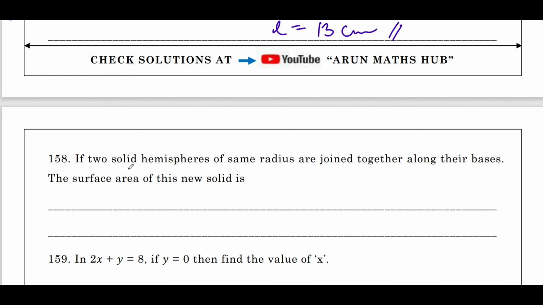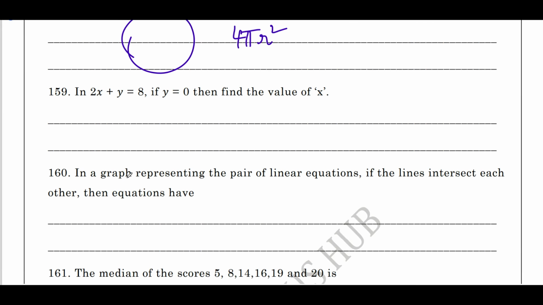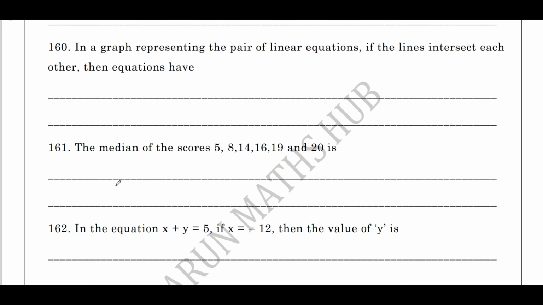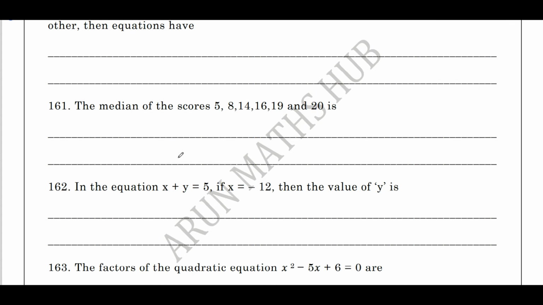Very simple question. If two solid hemispheres of the same radius are joined together along their bases, the surface area of the new solid will be, a sphere will be formed. The surface area of a sphere will be 4 pi r square. You can try it. Question number 159, 160, and median value. Arrange the data in ascending or descending order.